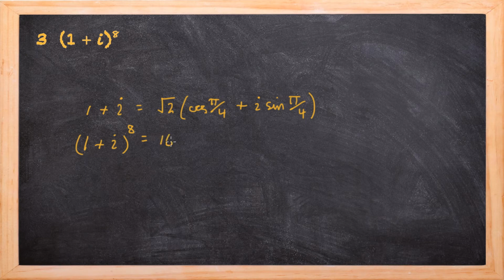And then de Moivre's theorem kicks in. This all to the power 8, we multiply the argument by 8. So we've got 8 lots of π/4, which would be 2π.